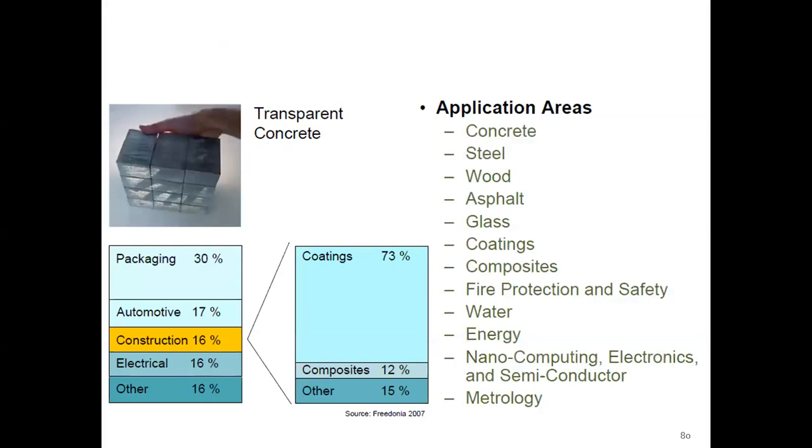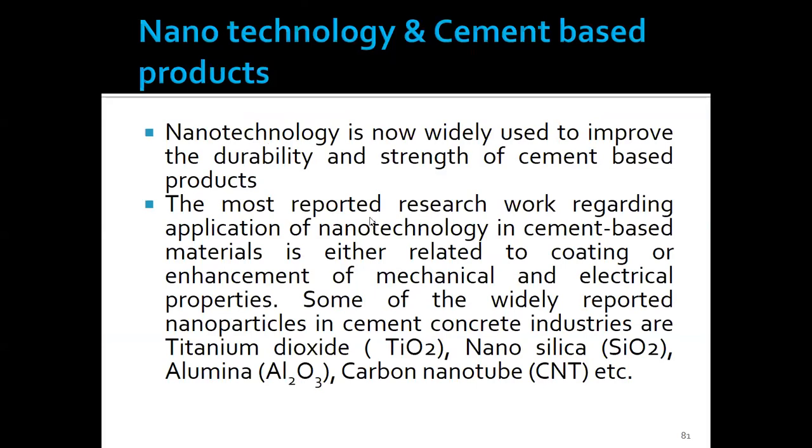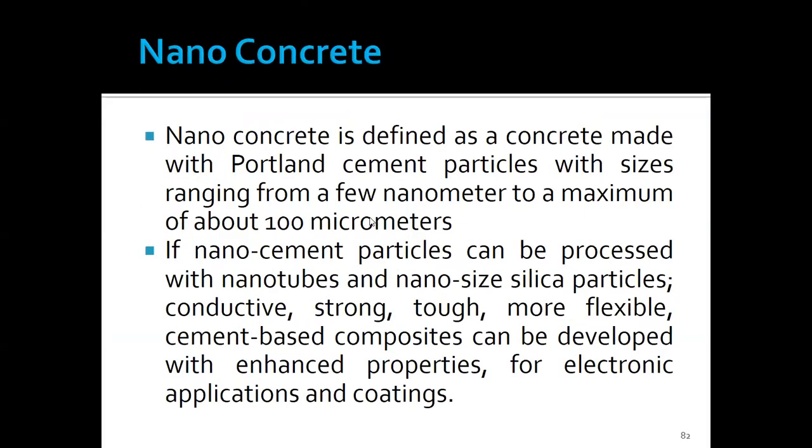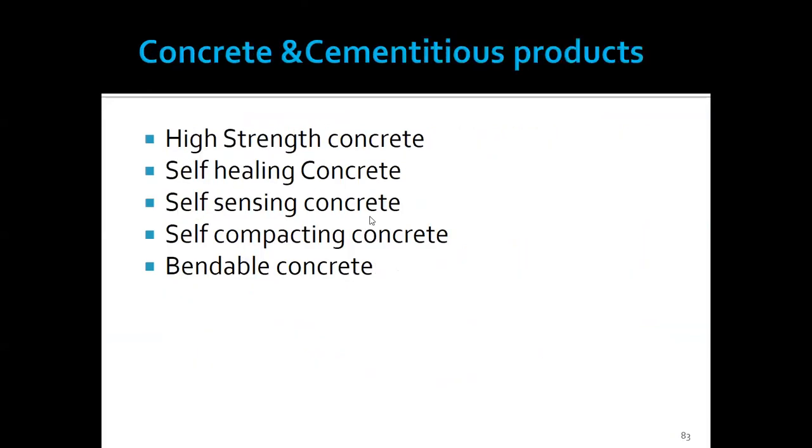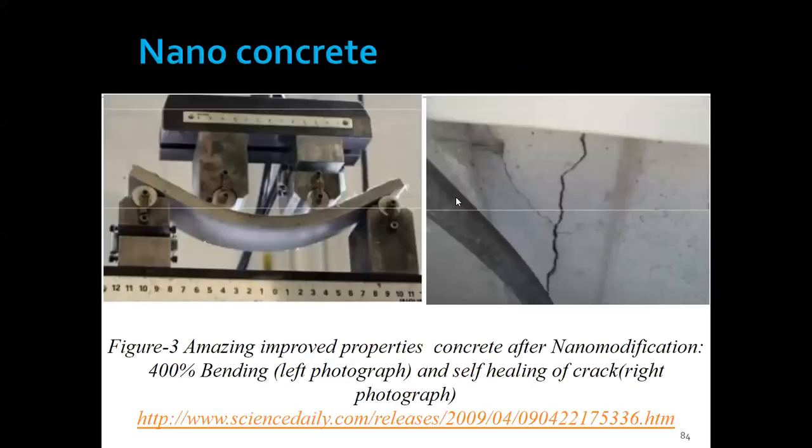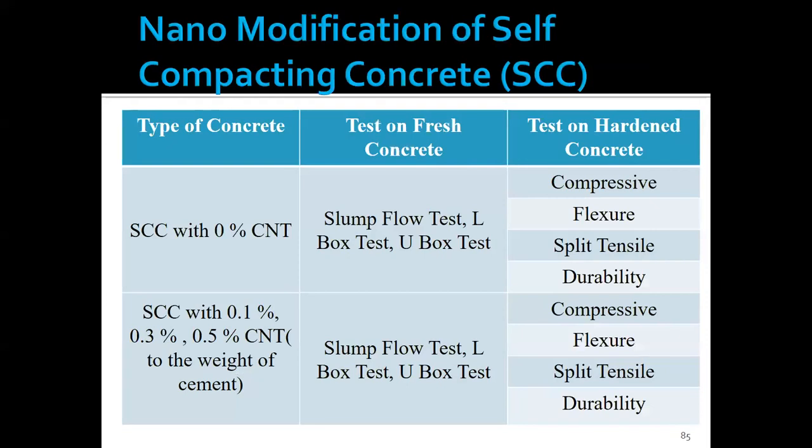We have a fabric of concrete, we have transparent concrete, we have a very high strength concrete, nano concrete. If we add a very few percentage of carbon nanotube in concrete, then its strength can be increased. So we can have a high strength concrete, bendable concrete, right?